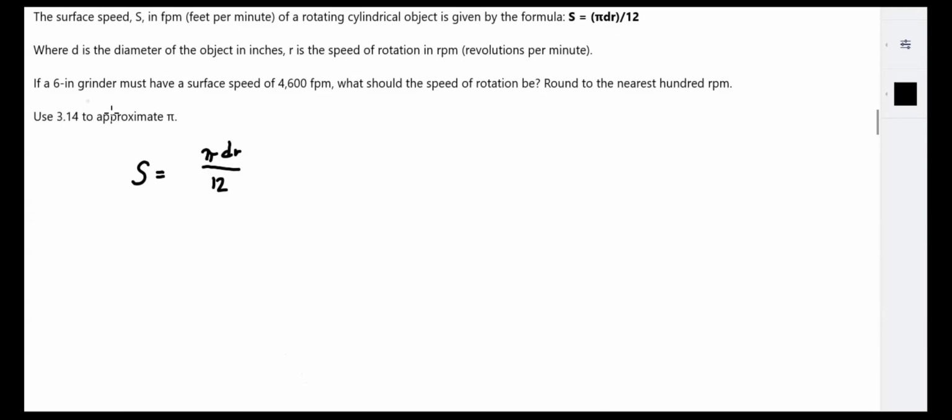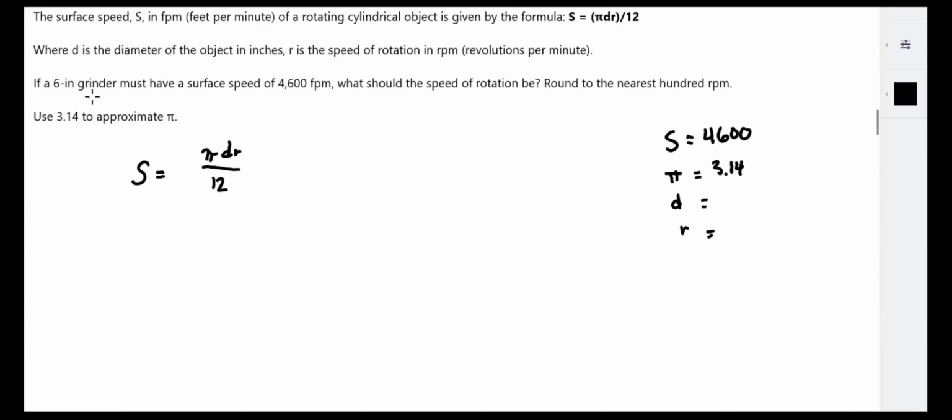Let's see what we have. So here are the different variables. S, pi is not a variable, but I'm going to put it there anyways. We've got d, we've got r, 12 is just a 12. They did say use 3.14 to approximate pi. S, they said, was the feet per minute, the surface speed. So if I look at this question here, it says must have a surface speed of 4,600. So S must be 4,600 in this question.